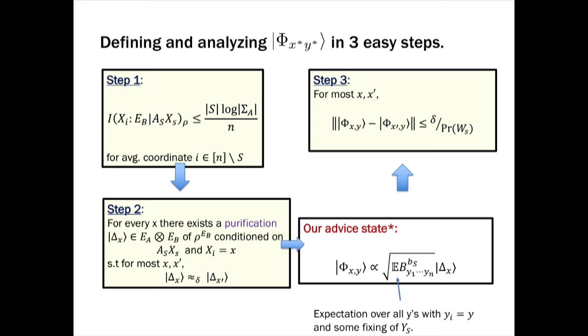Okay, so the third step is to argue this. Well, we defined this advice state, and we knew before Bob's measurement these two purifications were close. So how far can these states be driven apart when you apply this POVM? It can't be that far, because one thing you can crudely do is to say it's the original distance between these two states divided by the norm of this state, which is the probability of this event w sub s. Okay, so for most x and x prime, the advice state where Alice and Bob get x and y versus the advice state where Alice gets x prime but Bob still gets y is not that different. In other words, this advice state, when you fix y, is not sensitive to what question Alice gets.